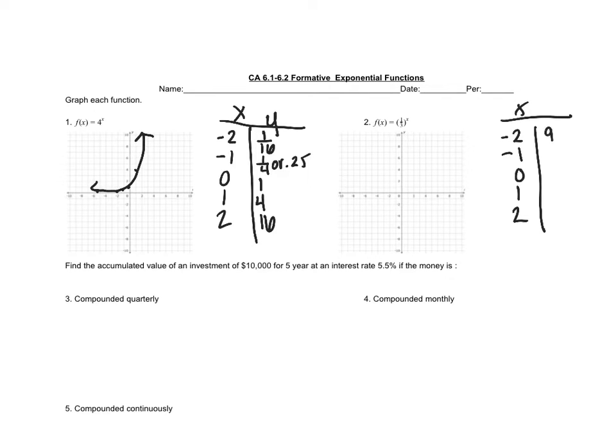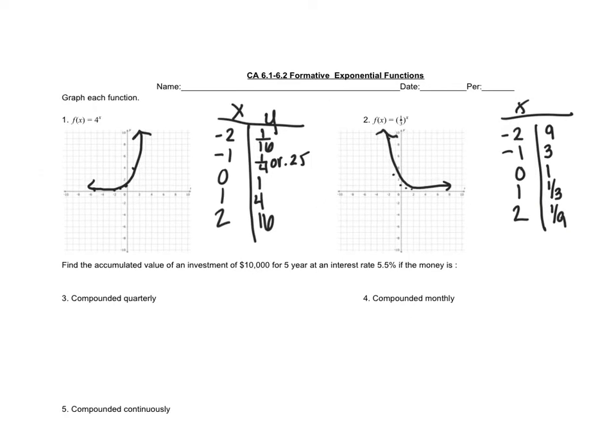1/3 to the -2 is 9. This would be 3. This would be 1. This would be 1/3. This would be 1/9. So we plot it in. -2, 9. -1, 3. 0, 1. 1, 1/3, and so on. So it looks something like this.